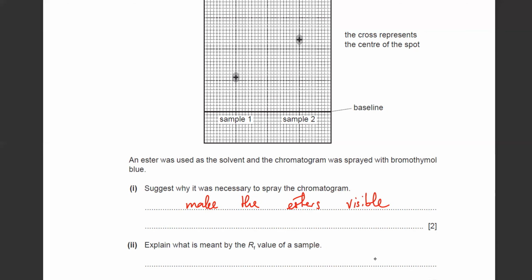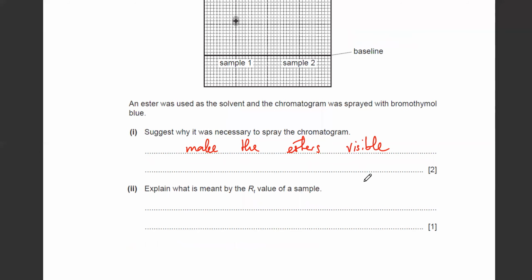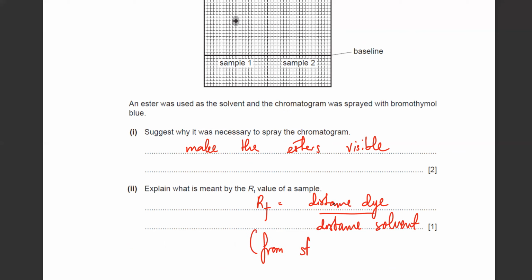And explain what is meant by the term RF value. So that is the distance traveled by the dye divided by the distance traveled by the solvent. Or you can simply write the formula, because remember, no one is looking for stories in chemistry. It's the distance of the dye divided by the distance of the solvent, and you can add that these are from the starting line. Or you can just write that all distances should be from the starting line, which is the line that you made over here. Over here, they're calling it the baseline.